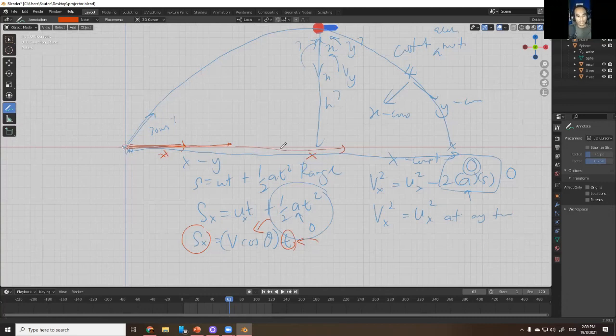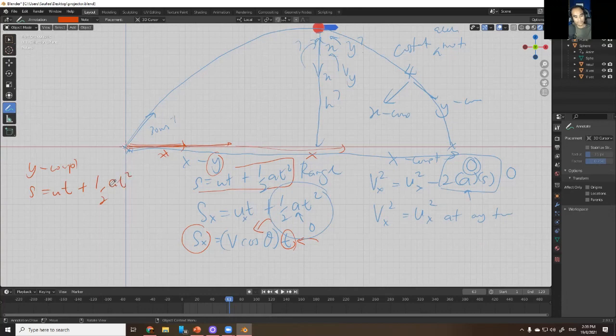Okay. How about if I talk about s = ut in the y component? In the y component, s equals ut plus 1/2 at squared. Now we're talking about the y component. sy means how far it goes up, and it equals ut. ut, how to get u in y? How to get u in y?